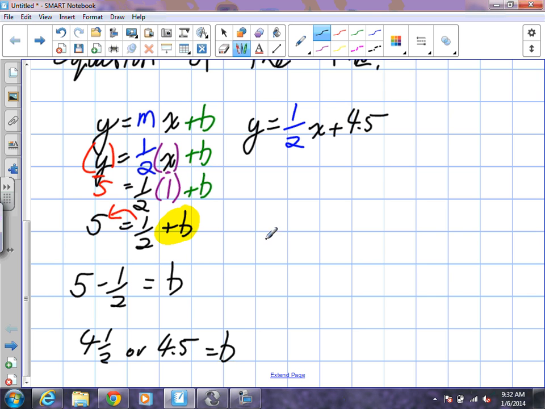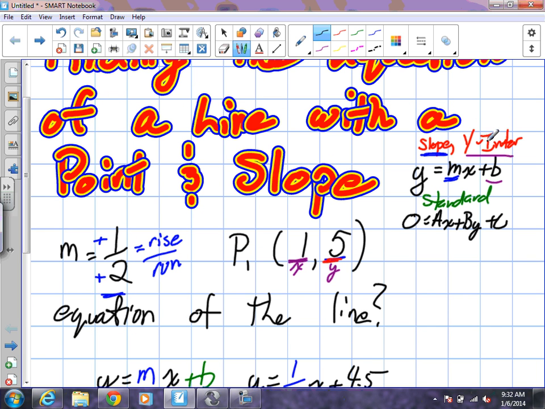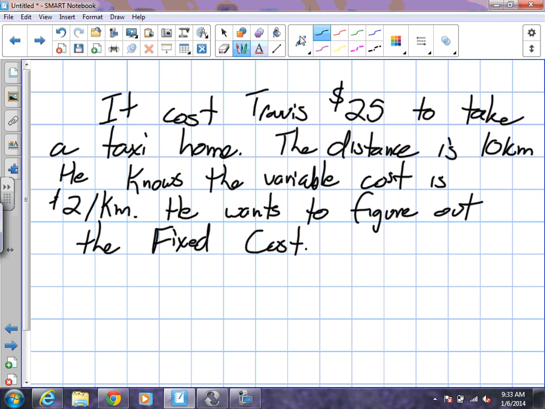If you want to know how to change it into standard form, just go back and watch one of the videos on how to change slope y-intercept to standard. I'm going to work on a more difficult question. Okay, we've got a word question here. It says, it costs Travis $25 to take a taxi home.